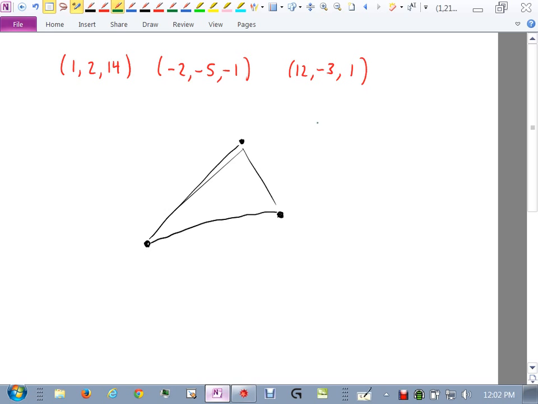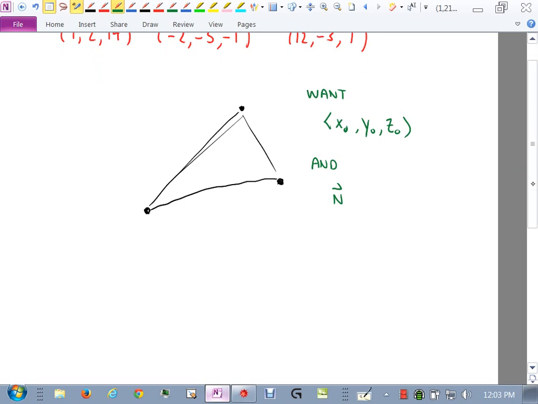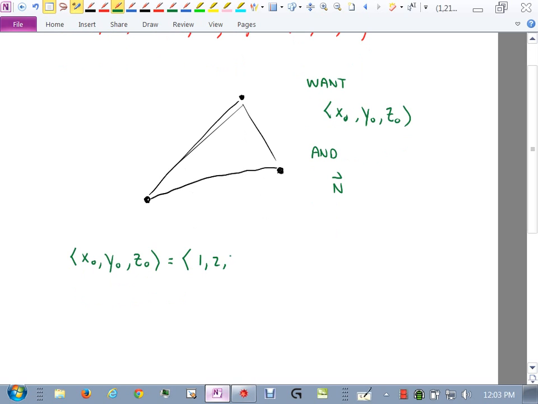So I'm going to write this down a little bit. I want 2 things. I want a x naught, y naught, z naught, right? And I also want a normal vector. Those are the 2 things I want. If I get those, I can write the equation of the plane. So the x naught, y naught, z naught, would you agree that's the easiest part? Which point would you like to use? First one? Okay, so it's the vector 1, 2, 14. Okay, done with that part.